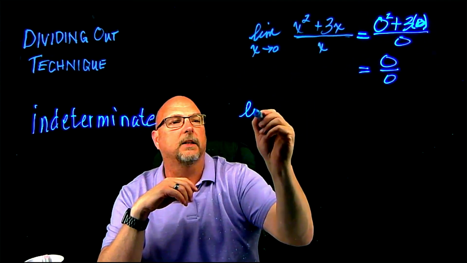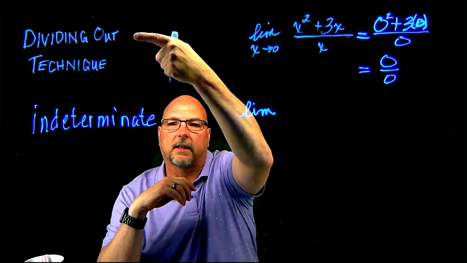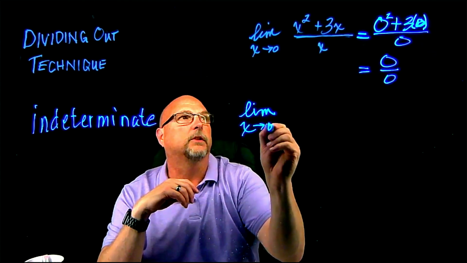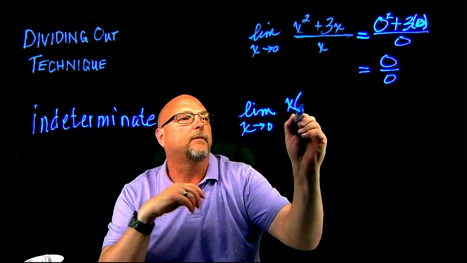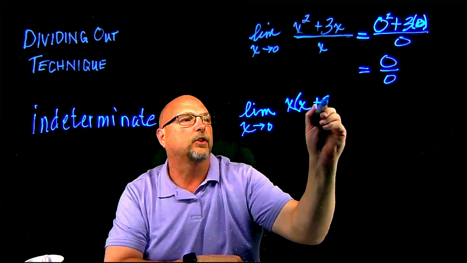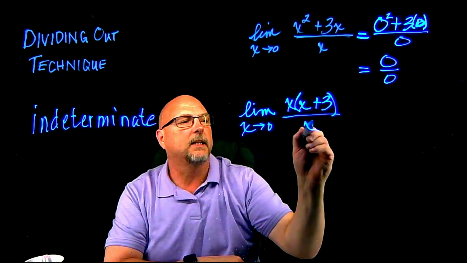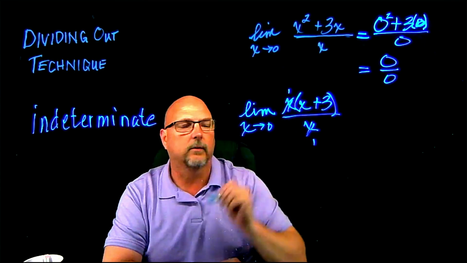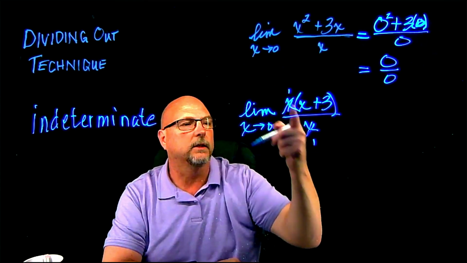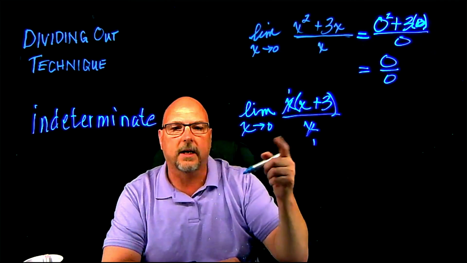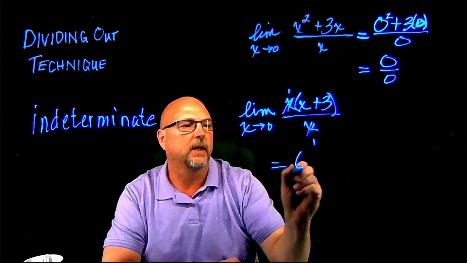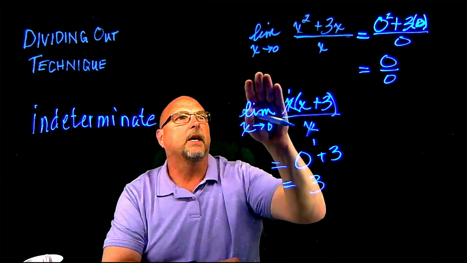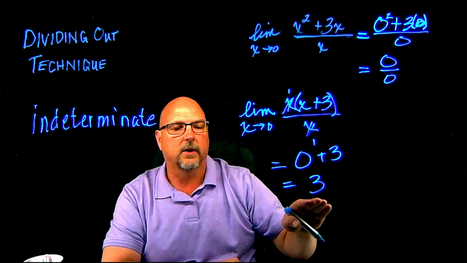So that something is, just like the technique says, dividing out. I'm still going to take the limit as x approaches 0, but in the numerator I'm going to factor an x from that expression. And we notice that in the denominator I have another x. So x goes into itself once, and x goes into itself once, so that goes away. Now I can go to direct substitution, and that would just be 0 plus 3, or 3. So the limit as x approaches 0 of this is 3.